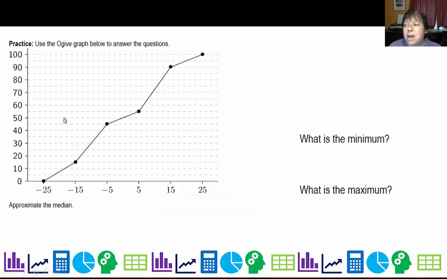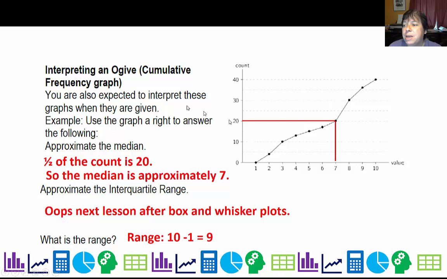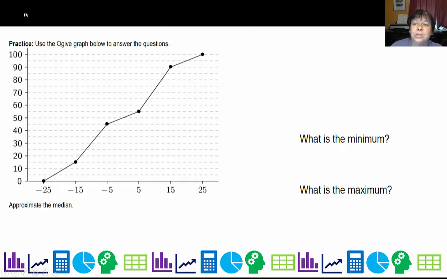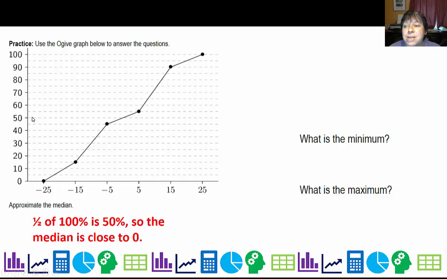Here's another example for a different ogive. Now, notice the previous example, let me go back, these are counts. You don't always have to have cumulative relative frequencies, but it usually is percentages to 100%. We'll pretend this one's 0 to 100%. That makes sense. If we want to approximate the median, the halfway point is at 50. So there's 50 going down, and it looks like it's kind of close to 0. What's your min? Negative 25, and your max is 25.